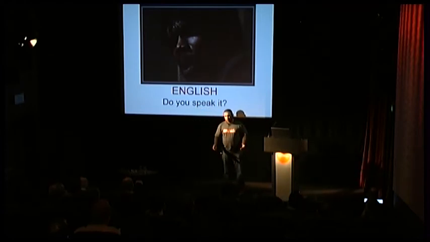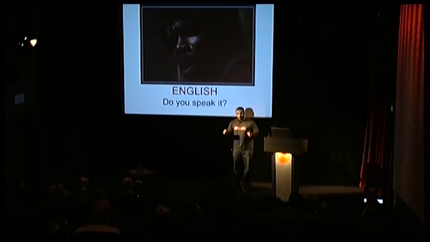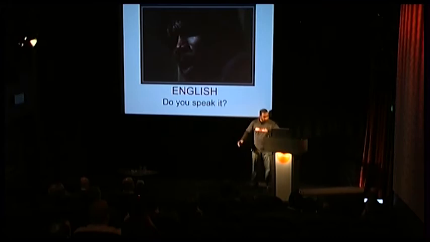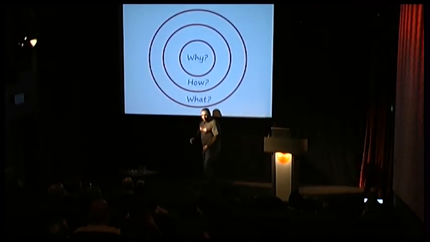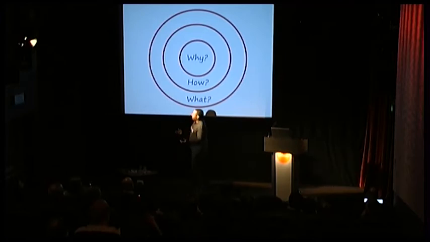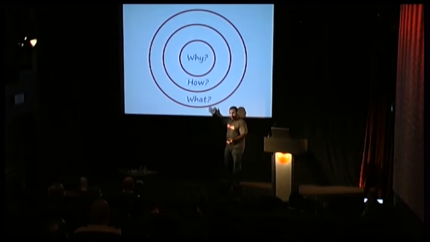Now, before I go into that, it's quite important I explain one concept that came from a guy called Simon Sinek, no relationship, about how we actually communicate with each other. He came up with this rather complex model. I'll talk you through how it works. This is the three layers of how we communicate.